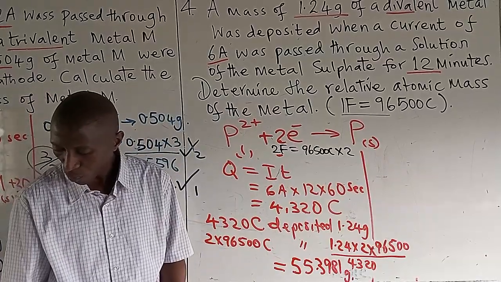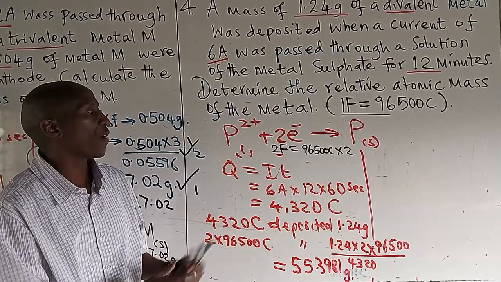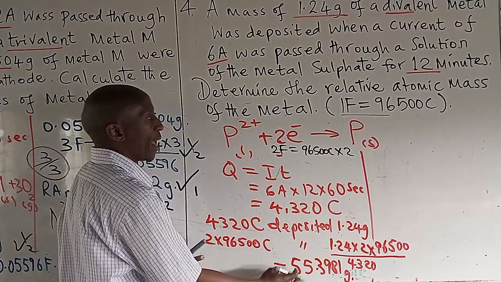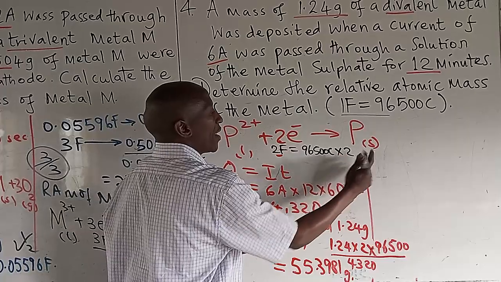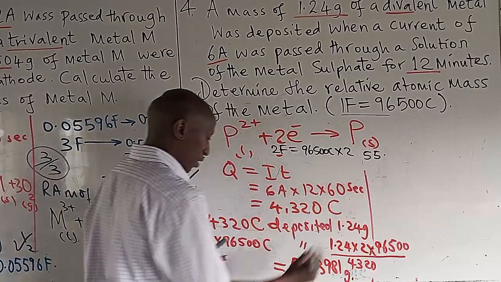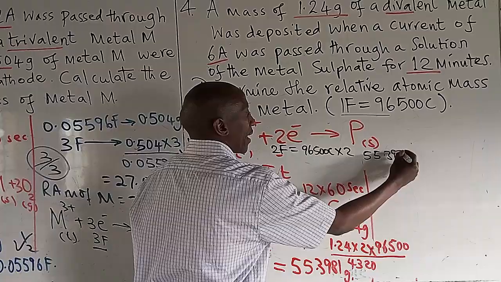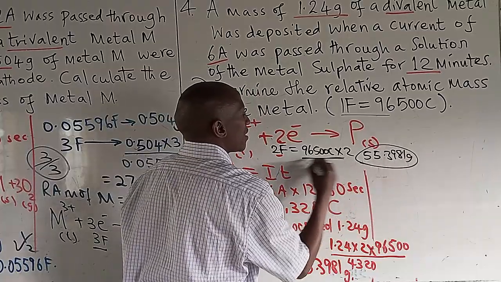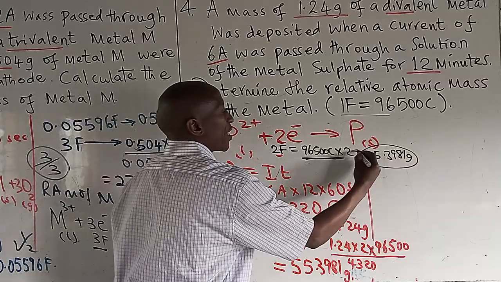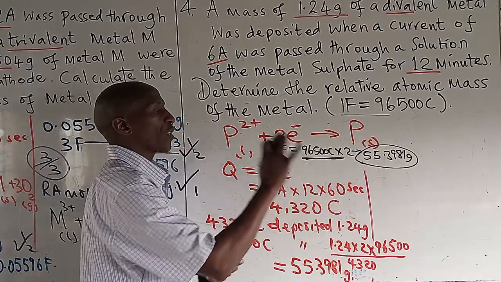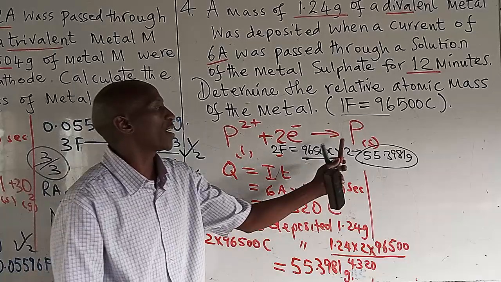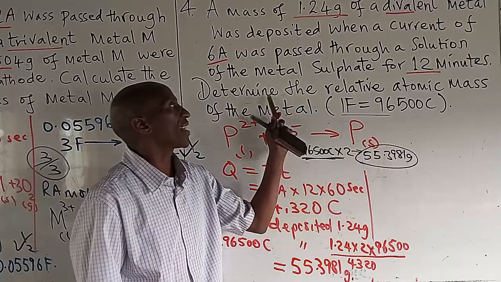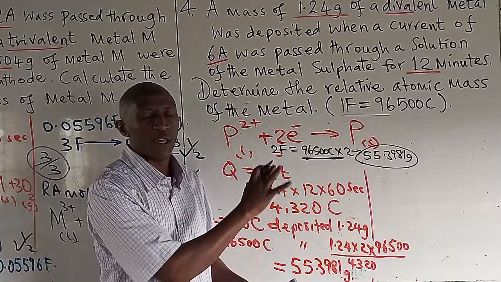So with that, what is the meaning of our work here? It means that the RAM, 1 mole of P, weighs 55.3981 grams, and it requires this number of coulombs to be deposited. Indeed, the mass deposited of 1 mole is 55.39, and that is the RAM of metal P.